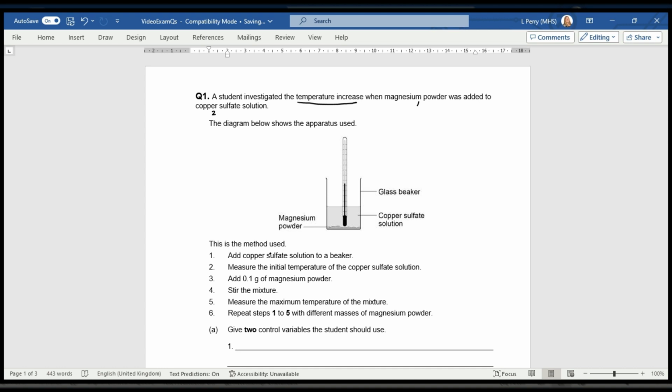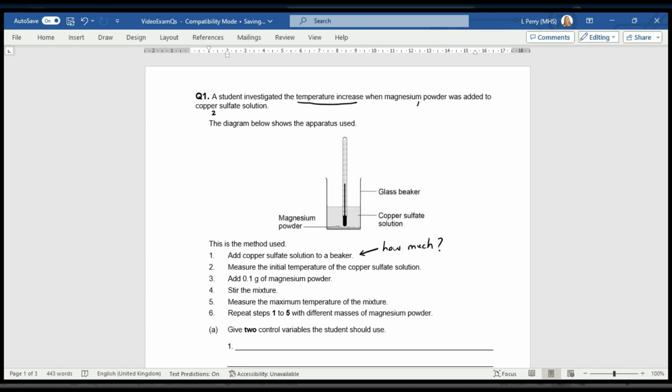This is the method used. Add copper sulfate solution to a beaker. Now my first question is, how much? If I was following this method, I'd be thinking, well, why haven't they told me how much? The only reason they wouldn't tell me how much is because it might come into a question later where I've got to notice that. Measure the initial temperature of the copper sulfate solution. Add 0.1 grams of magnesium powder. Stir the mixture. Measure the maximum temperature of the mixture. Repeat steps 1 to 5 with different masses of magnesium powder.